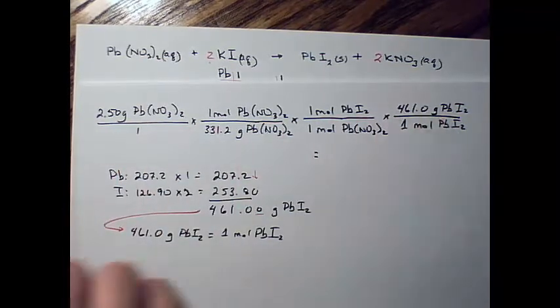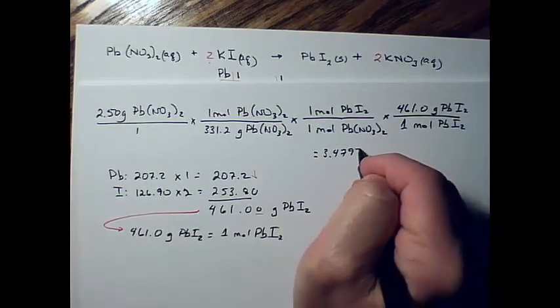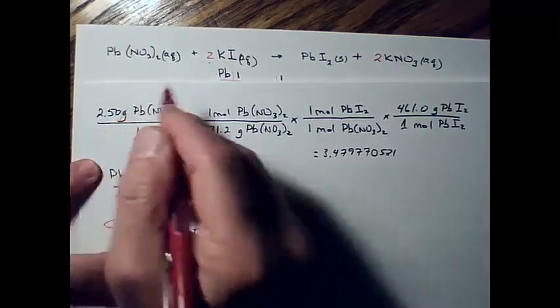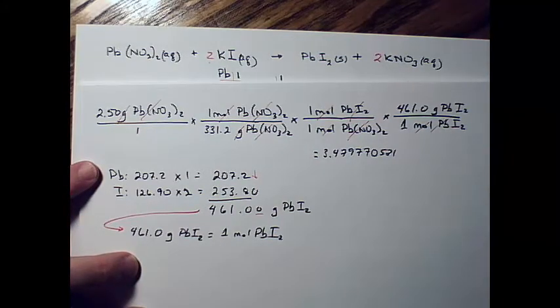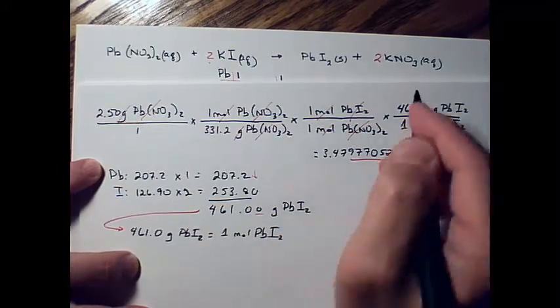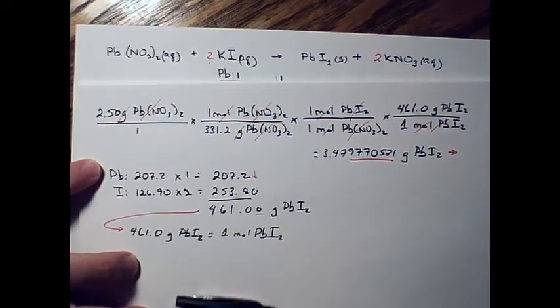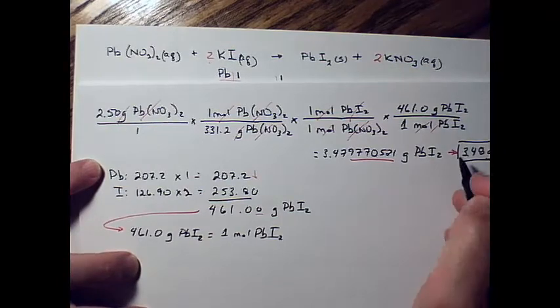2.50 times 461. Hit enter or equals, and then divide by 331.2. And I get 3.47970531 on this calculator. Make sure I've got everything set up properly. Okay, round it off. Grams of lead 2 iodide, arrow, 3.48 grams of lead 2 iodide, okay, and that's the theoretical yield.